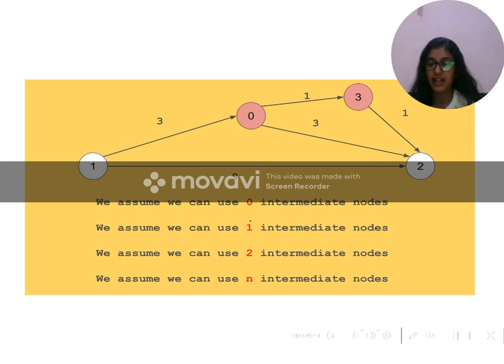In the extreme, I can say that you are allowed to use all n nodes as intermediate nodes. Therefore, you can use as much freedom as you like. Therefore, we repeat this from 0 to 1 to 2 and then to n. The shortest path at the end should be the actual shortest path between 1 and 2.